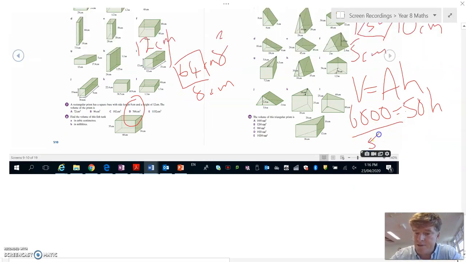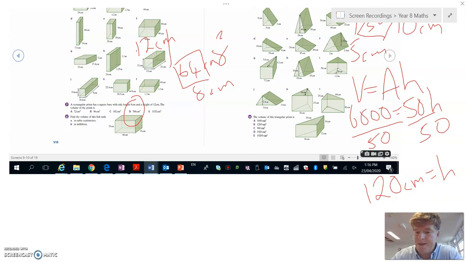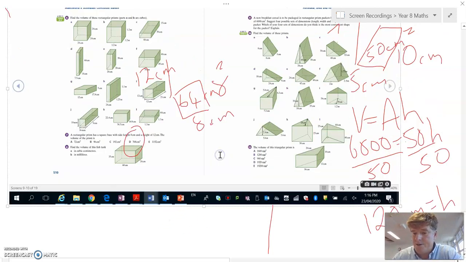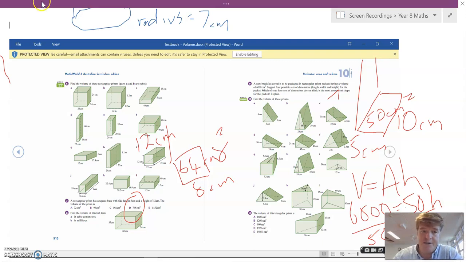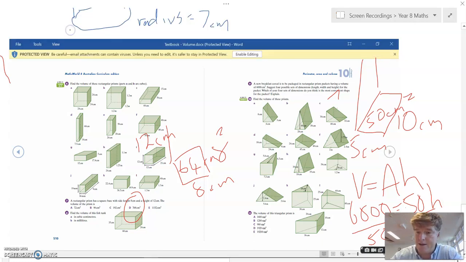So let's divide both sides by 50 here, and we're going to get 6,000 divided by 50, I hope is going to be 30, but I will just quietly check that. No, it's 120, I'm not even close. So 120 centimetres equals the height. So this gives us the first set of dimensions. We said we're going to have 5 centimetres by 10 centimetres and 120 centimetres high when we do that calculation.